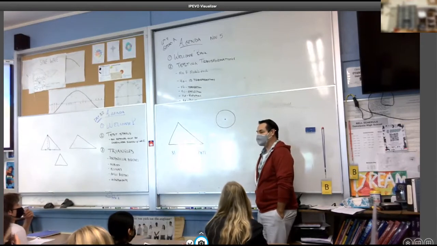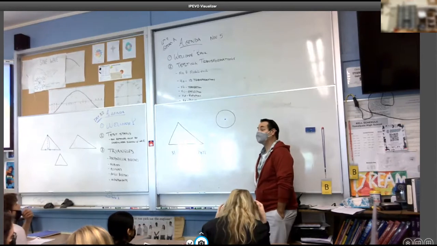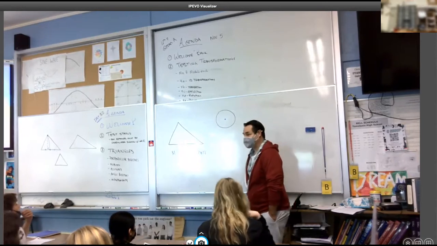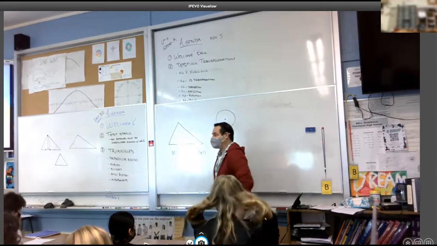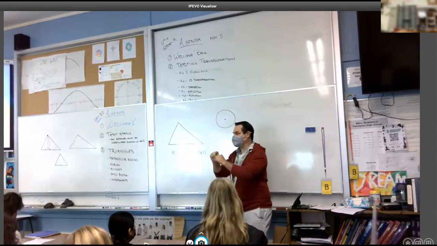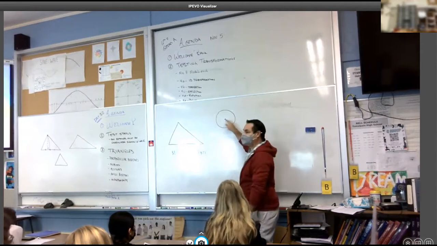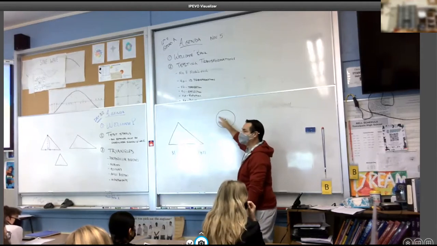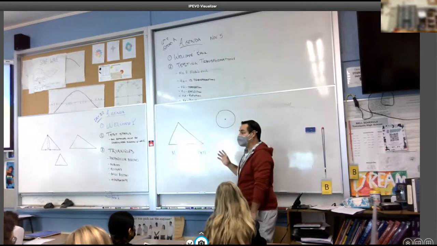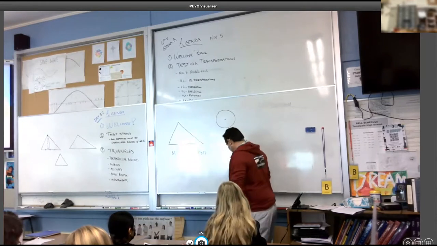Christian? A point that's equidistant from all spots on the edge. Perfect. Remember that a circle has this radius that's unique. The radius is the same no matter what direction you go, which means that it is the point that is the same distance from each side. Right?